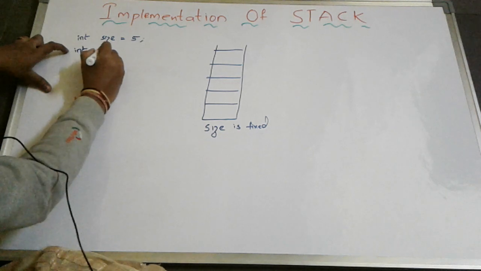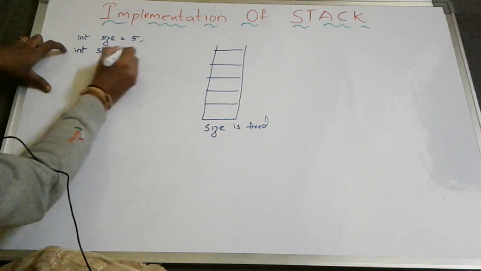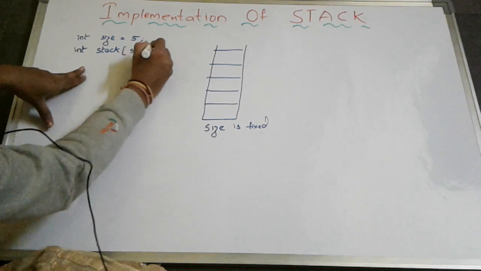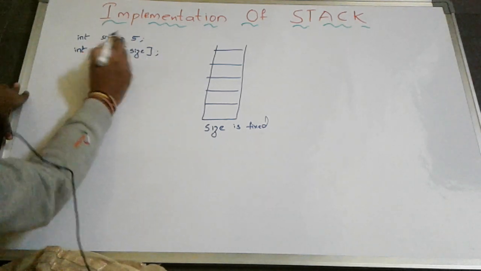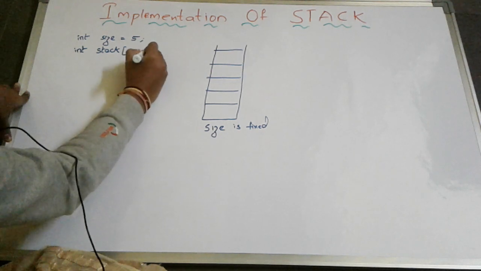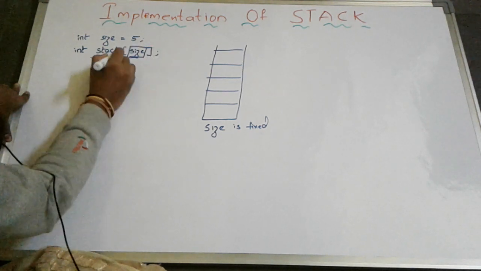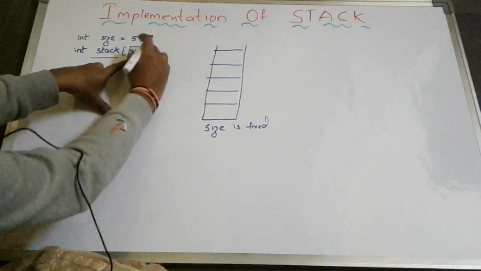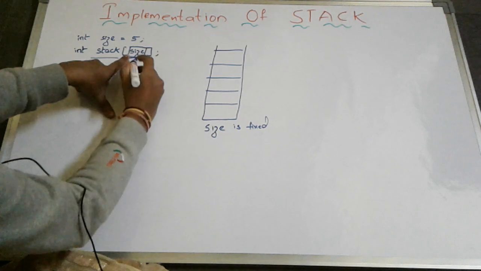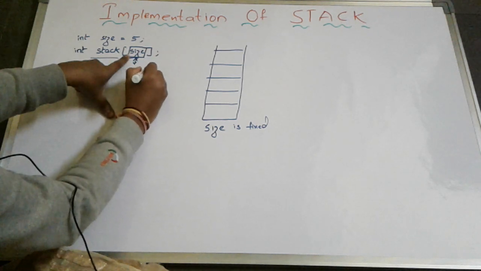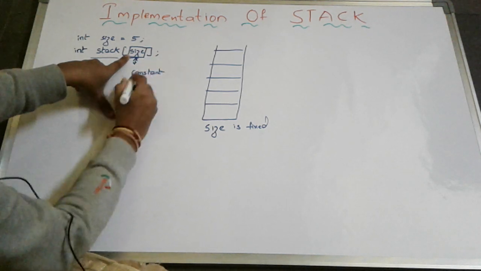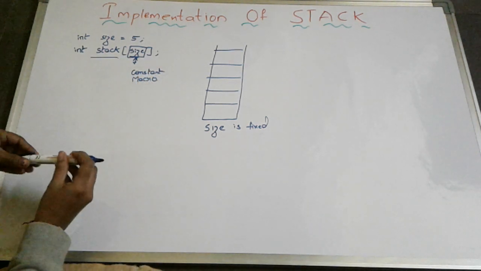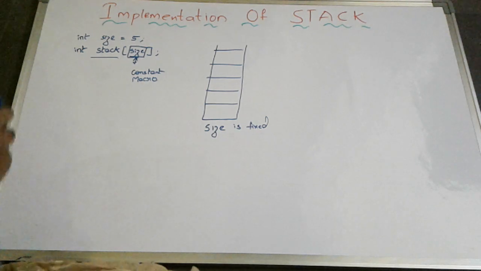We can do that by declaring just an array of size, but we cannot declare a stack variable using size. This is a variable, right? We cannot do it in this way. Either we can use any constant or a macro. So here we are using a macro.